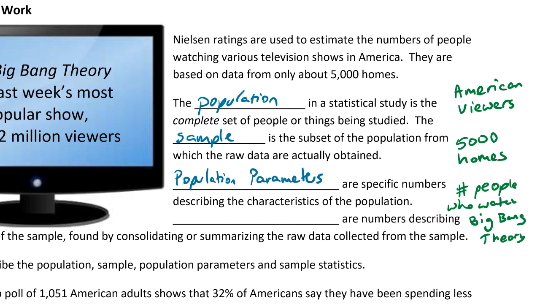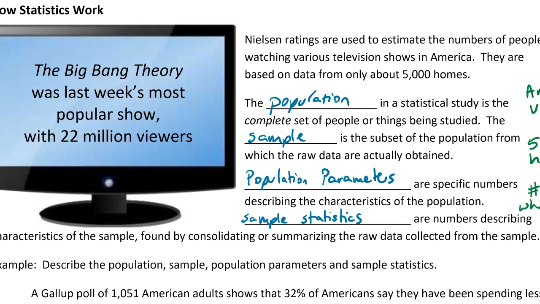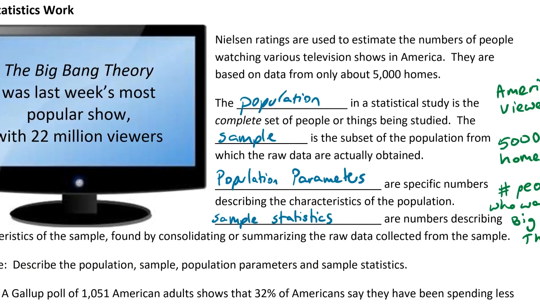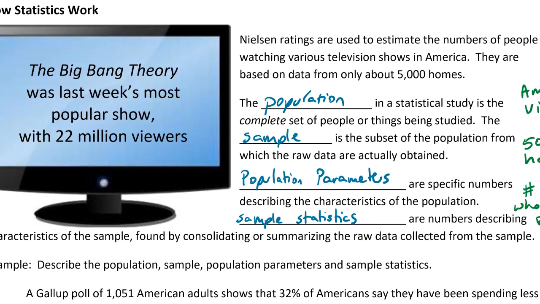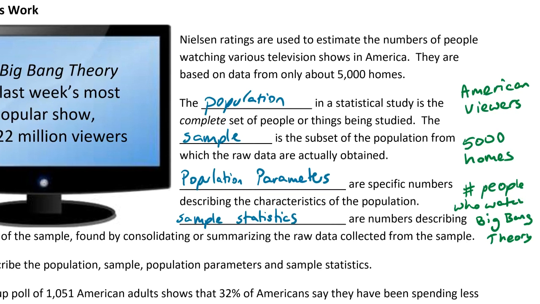And lastly, sample statistics are numbers describing the characteristics of the sample, found by consolidating or summarizing the raw data collected from the sample. Right? So in our little example to the left, The Big Bang Theory was last week's most popular show with 22 million viewers. So the sample statistic is the 22 million viewers. It's the conclusion that they draw from it, essentially.